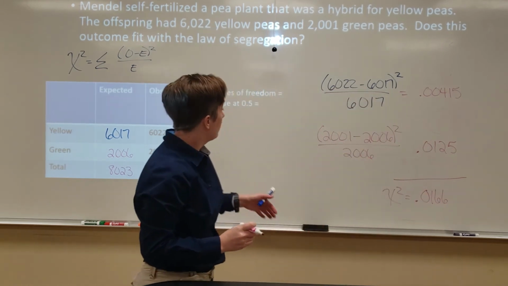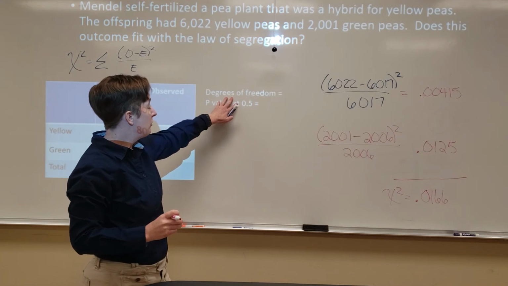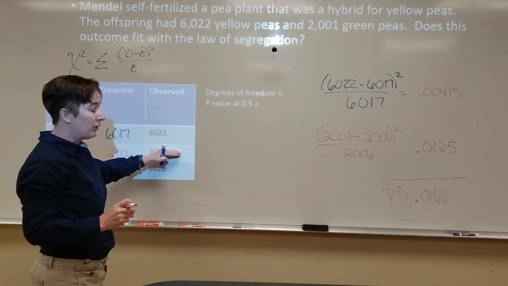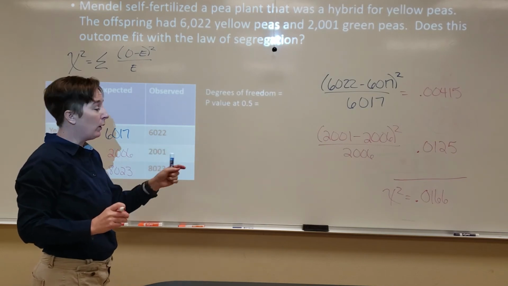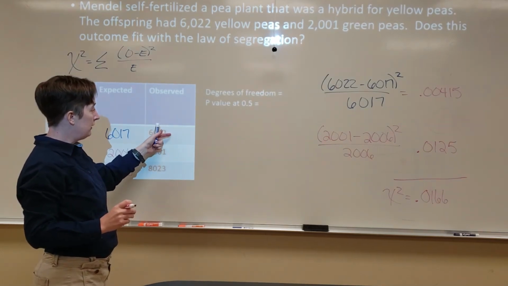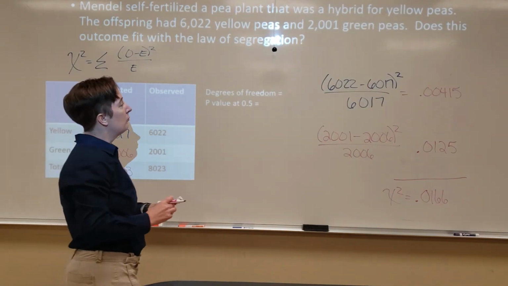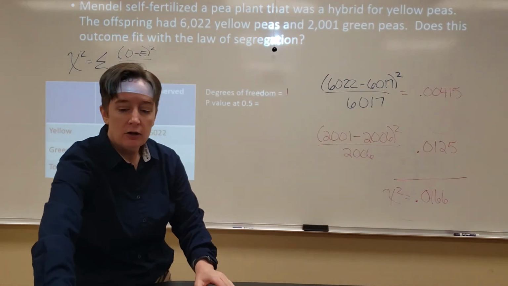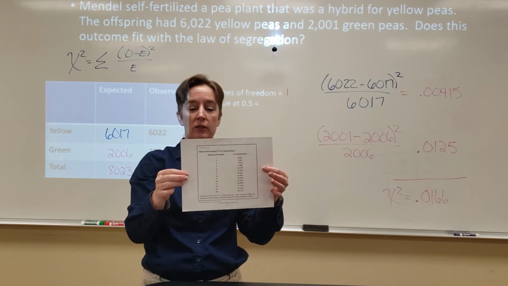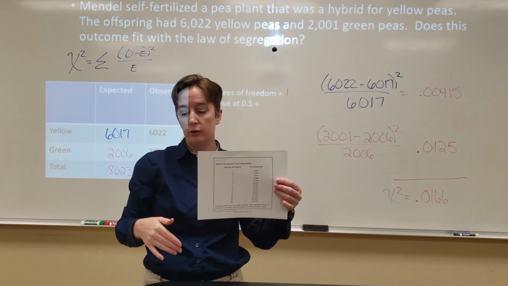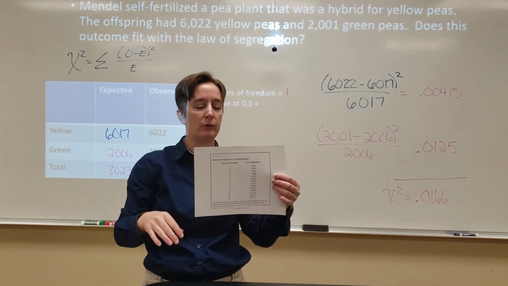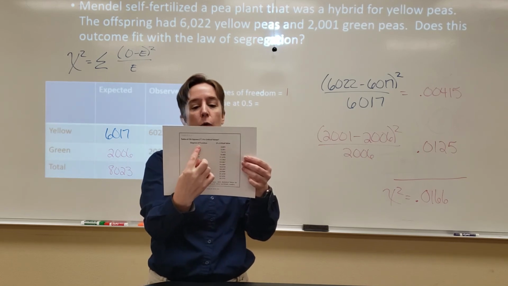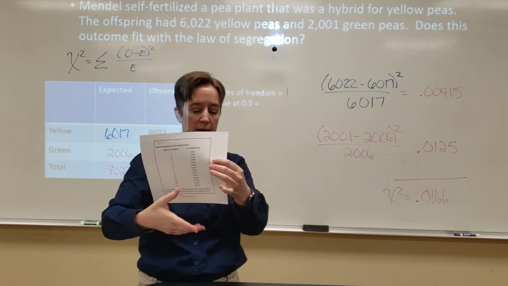Okay, next, we have to come back up over here and we have to figure out our degrees of freedom. The degrees of freedom is the number of categories that you have minus one. So we had two categories, yellow and green. Minus one means we're going to have one degree of freedom. From there, you have to look up in the chart, which I'm always going to give you what the values are supposed to be. Your book has a chart someplace like this. But our p-value, or our critical value for one degree of freedom, is 3.841.